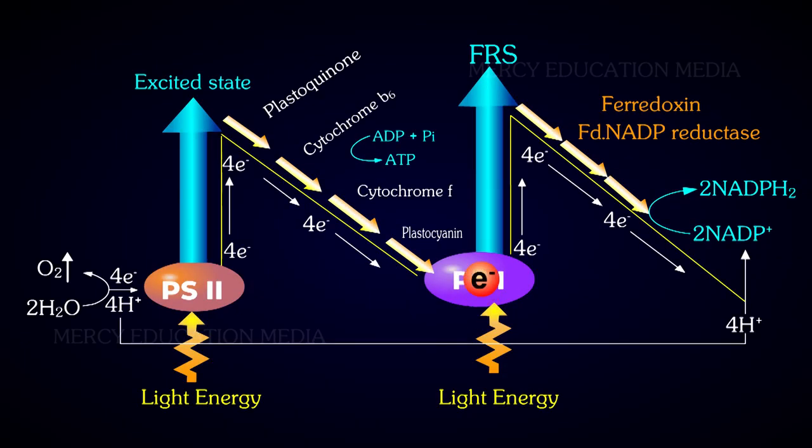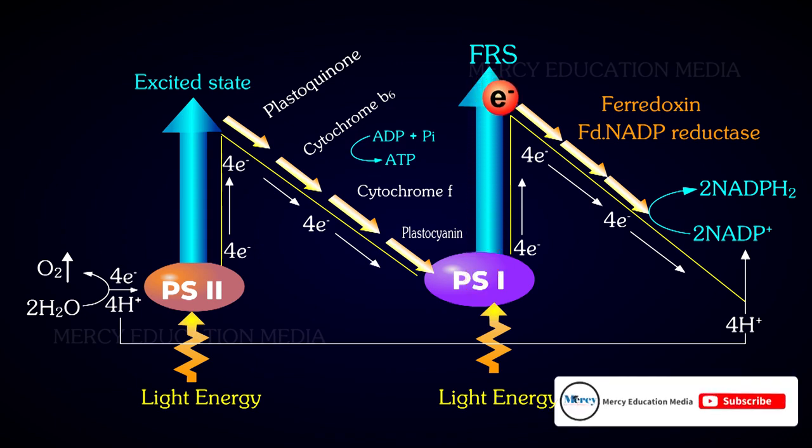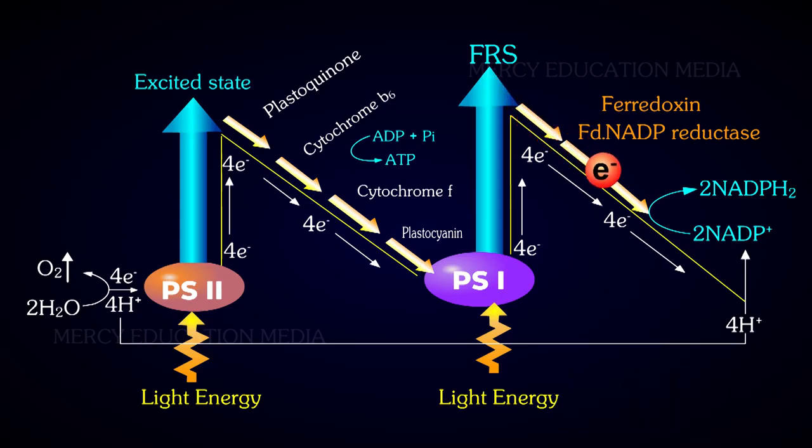When the molecules in PS1 are excited, the electrons are released. So, an electron deficiency, or a hole, is made in PS1. This electron is transferred to ferredoxin to reduce NADP+. When the molecules in PS2 get excited, electrons are released. They are transferred to fill the hole in PS1 through plastoquinone, cytochrome b6, cytochrome f and plastocyanin.